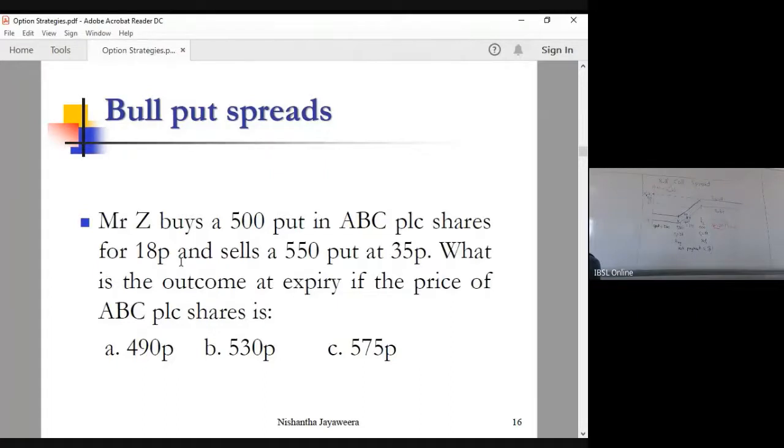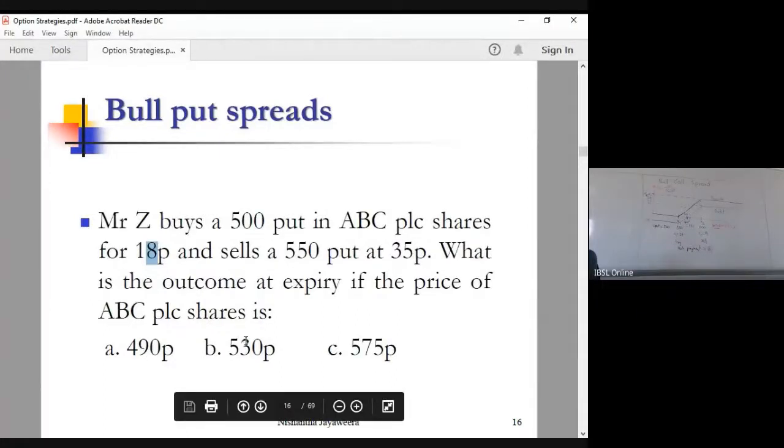So here, assume the same. An investor buys a 500 put, that means a put option with a strike of 500 on ABC shares, for 18 pence. That's the premium that he pays for a put option at 500. Meantime, he sells a 550 put at 35. You can see when the strike goes up, premium goes up. What is the outcome at expiry if the price of ABC PLC shares is 490, 530, 575?